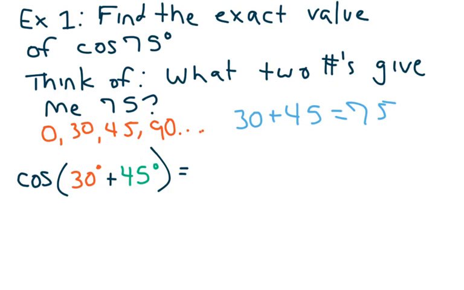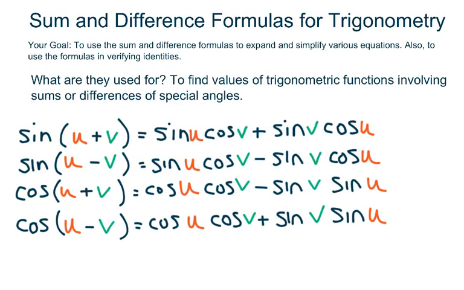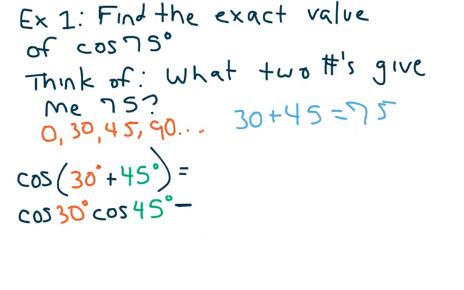Now since I don't have a lot of room, I'm going to write it below. So we'll write cosine of the first one, which is 30, times cosine of the second, plus, minus, because remember it rotates signs, right? Sine of the second, which is 45, times sine of the first. So that just expands it. It just tells us what this would expand to.